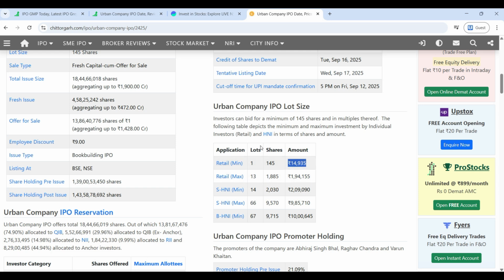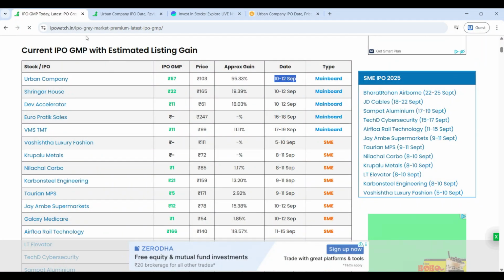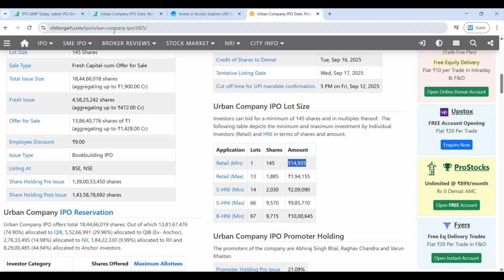So for this now, the IPO date is closed. We cannot apply now. Yesterday was the last day for this company. But in future, if you find any such companies, you can directly go to this Watch IPO website, look for companies with minimum 35 percentage return, and search it in the Chittargarh website.